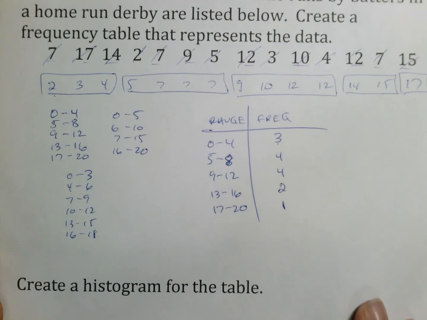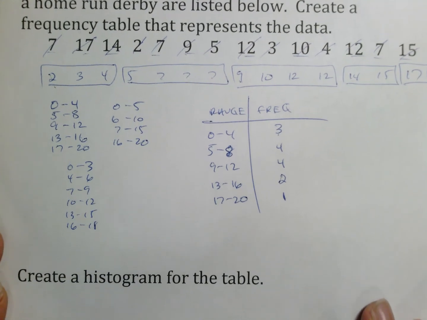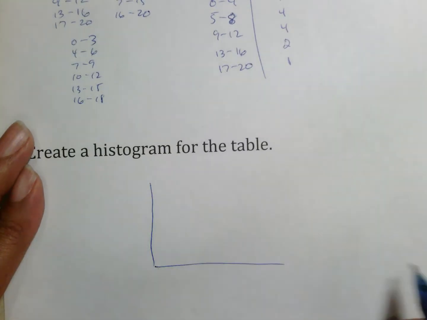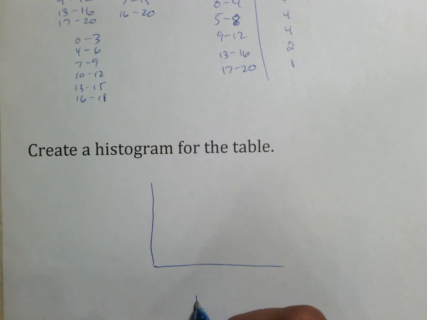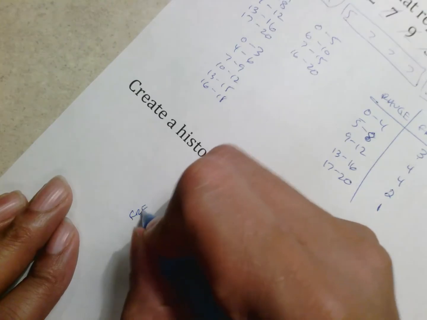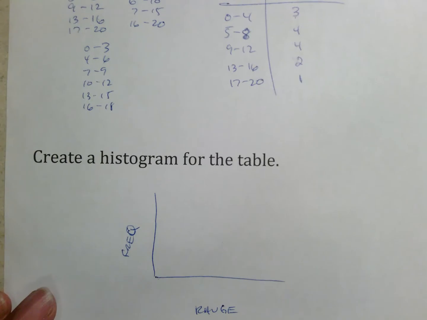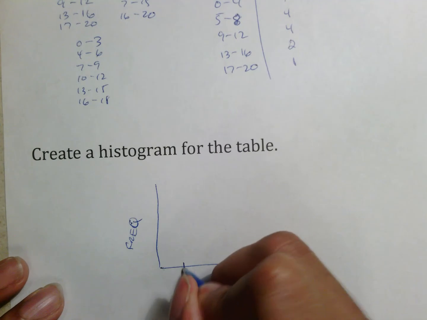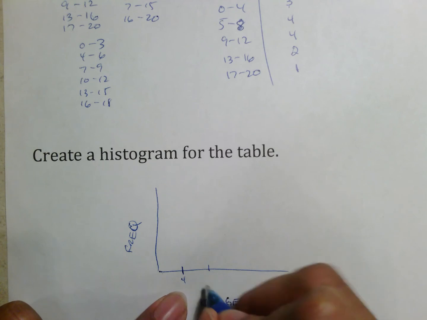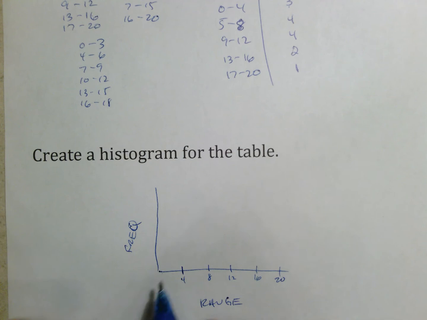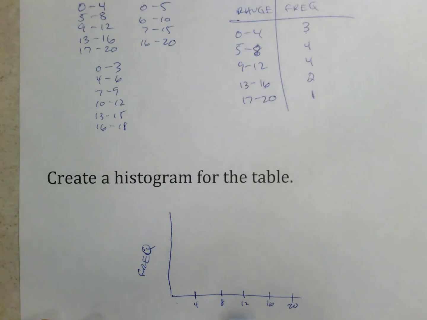The second question is going to ask us to make a histogram for the table. And here is how this works. You simply make one of those tables like this. This is your range. And this is your frequency. And again, it's a table for you to see what's going on. And what you do is you use each range as a mark. So you have a mark here for 0 to 4. You have another mark here for 8, another mark here for 12, another mark here for 16, another mark here for 20. Notice I was counting by 4s down here.